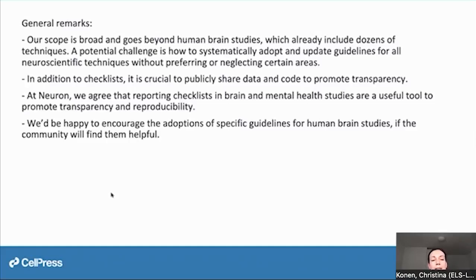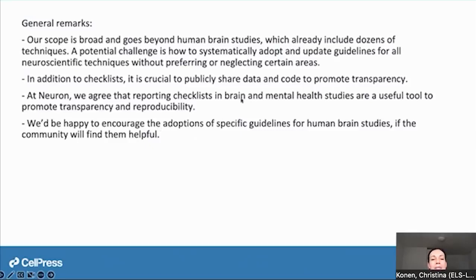about these checklists. We publish papers in all areas of neuroscience, while the editorial team covers a broad range of expertise. We do not have specific checklists for every single technique, but we are aware of and refer to well-respected guidelines, such as COBIDAS for neuroimaging studies. A potential challenge is how to systematically adopt and update guidelines for all neuroscientific techniques without neglecting certain areas. So that's important, I guess.